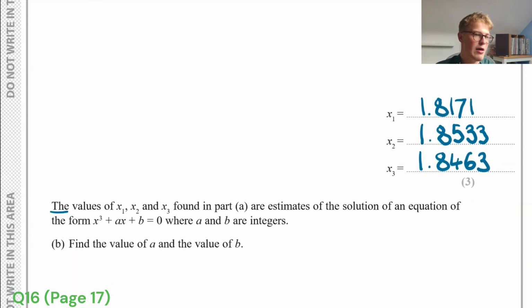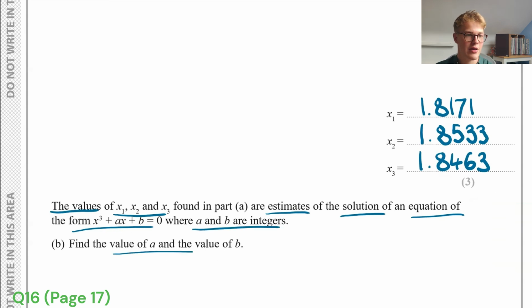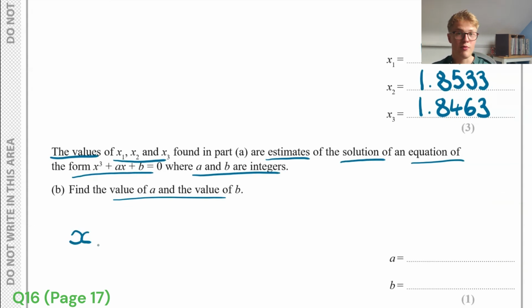The values of x1, x2 and x3 found in part A are estimates of the solution of an equation of the form x cubed plus ax plus b equals 0, where a and b are integers. Find the value of a and the value of b.